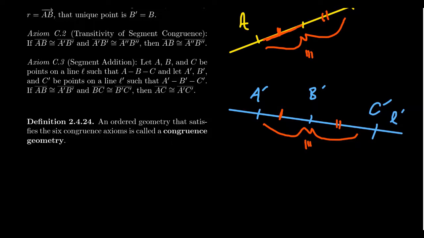So a lot of what people call neutral geometry is really just congruence geometry, because if you don't use continuity, it's a congruence geometry, not just a neutral geometry. So we're going to delay our introduction of the continuity axiom until we really need it, so that we can develop this theory of a congruence geometry.